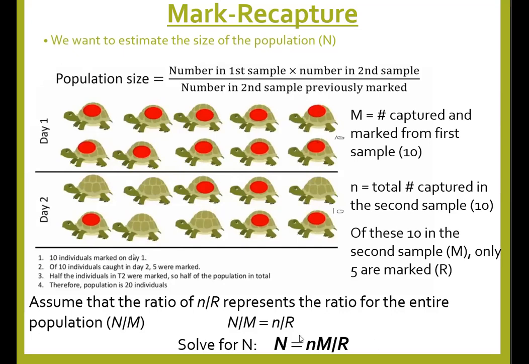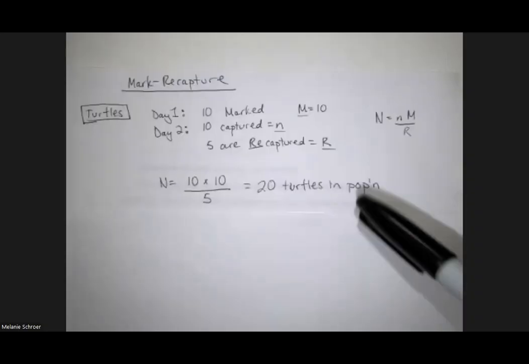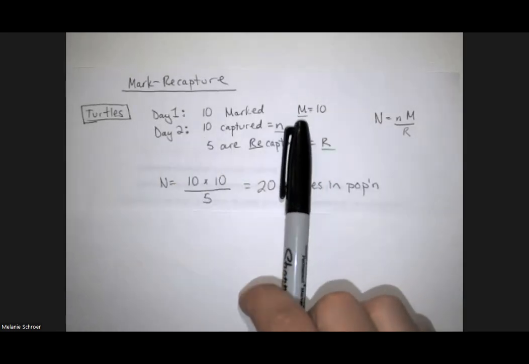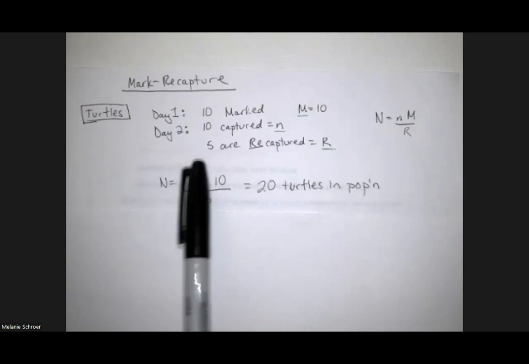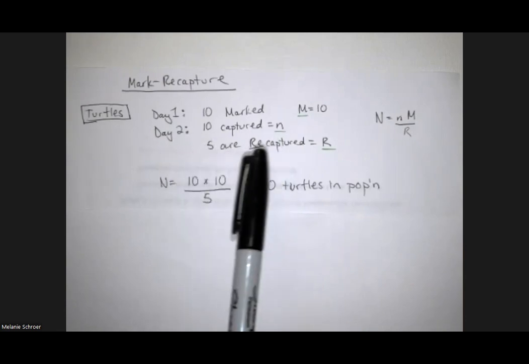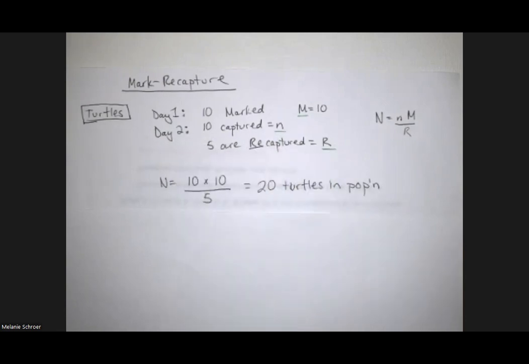Here we can see the total number captured in the second sample, the total number marked from the first sample, and the number recaptured. So let's take a look at the math for this. Here we see our variables have been defined. On day one, 10 were marked, that is capital M. On the second collection day, another 10 were captured, so lowercase n, and of those, 5 were recaptured, capital R. And we are looking for the total number in the population, so capital N.